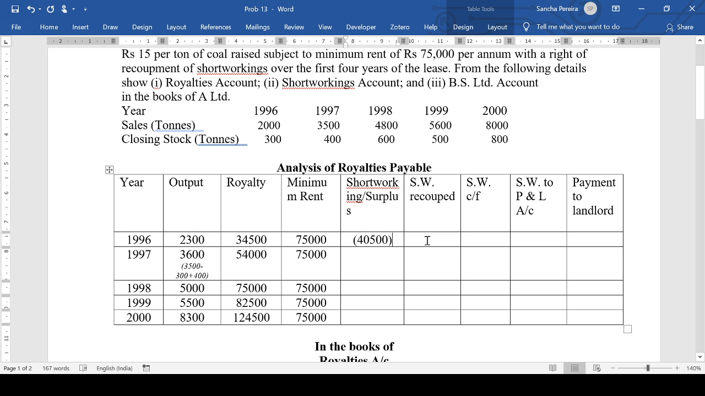We can't recoup anything. So we carry forward everything because we've got the first 4 years to recoup. So we carry forward 40,500. When do we transfer to P&L account? When we know for sure we cannot recoup. But right now we have 3 more years to do it. So payment to landlord here will be 75,000.